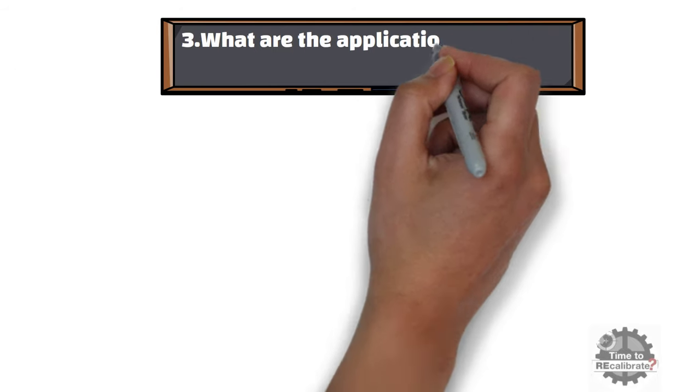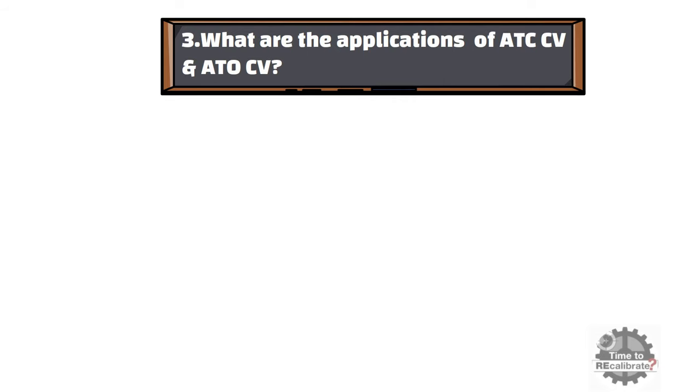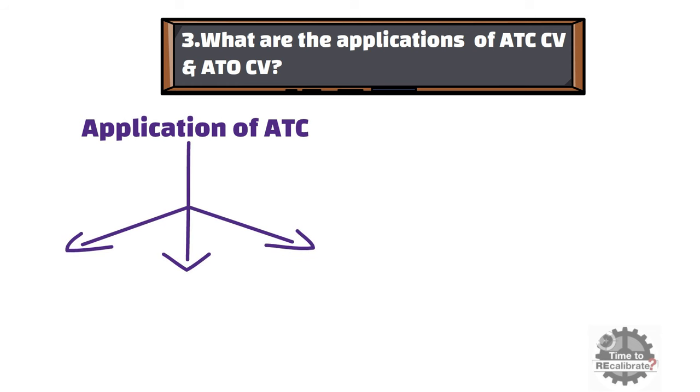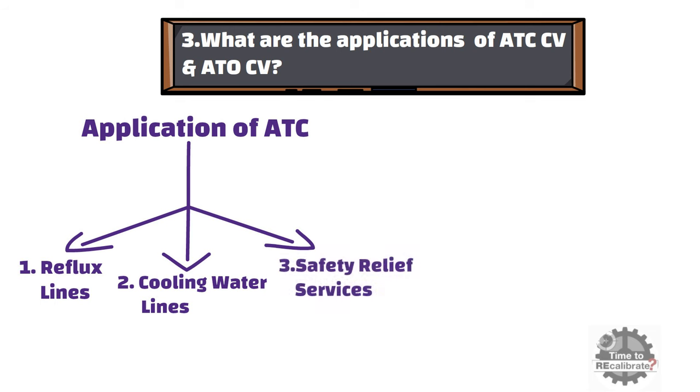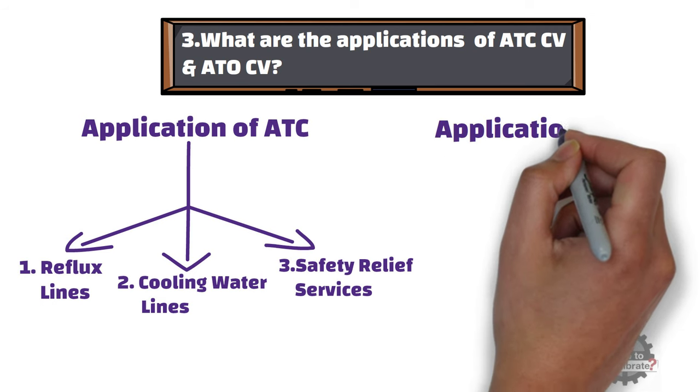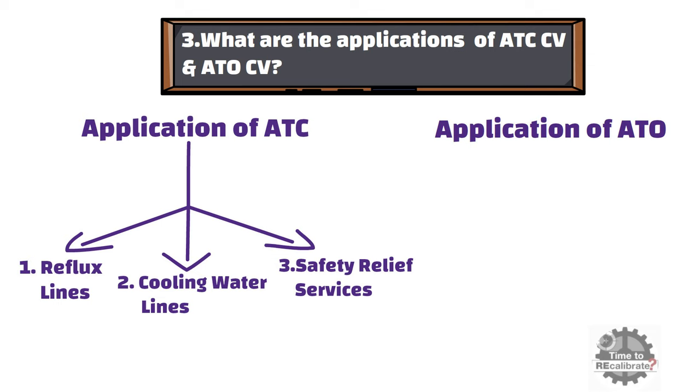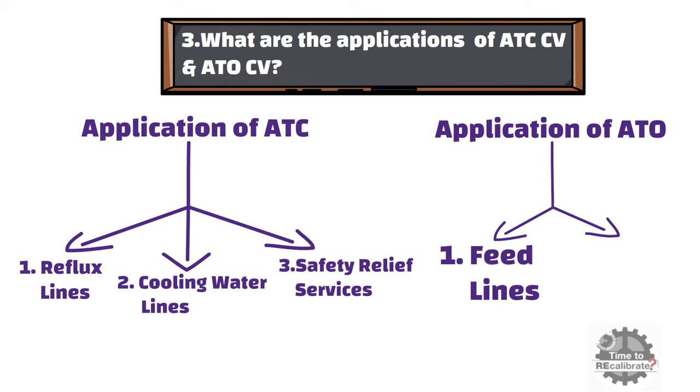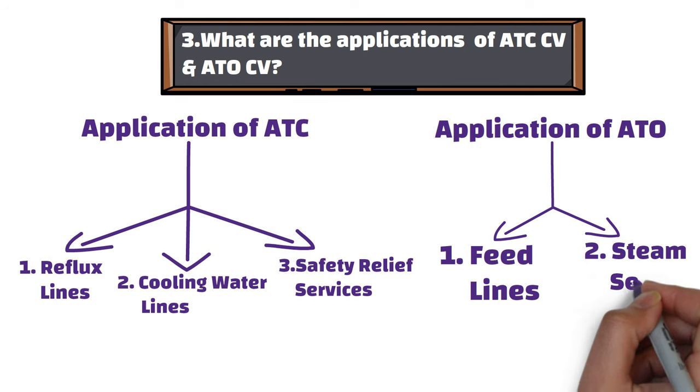Third most frequently asked question is, what are the applications of air to close and air to open control valve? There are three main applications of air to close control valve. Firstly, it is used in reflux lines. Secondly, it is used in cooling water lines. And lastly, it is used in safety relief services. Similarly, there are two main applications of air to open control valve. Firstly, it is used in feed lines. And secondly, it is used in steam service.